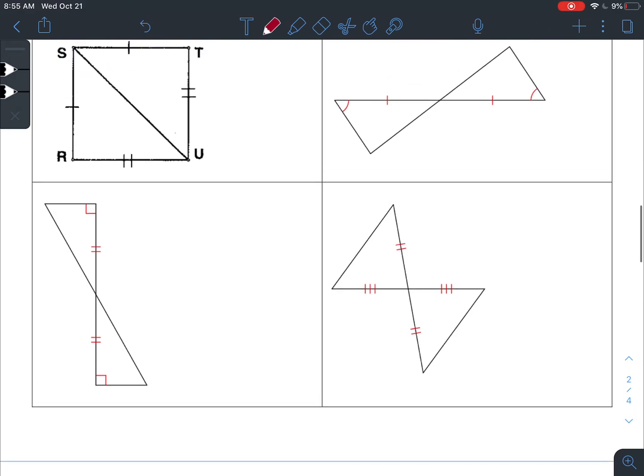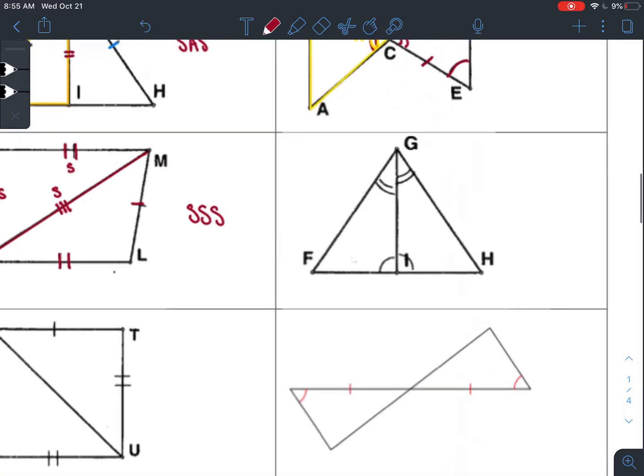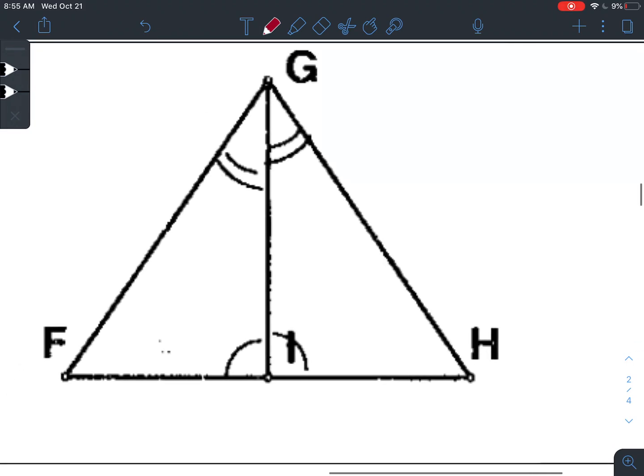Okay, I'm going to do one more, and then I'm going to let you try these next four on your own, and then we'll go over them, all right? But let's take a look at this one. I'm looking at FIG and GIH, and what I notice is I have this angle congruent to this angle. I also have that these two angles right here are congruent, and then I also notice that they have this shared side. So I have to mark it congruent to itself.